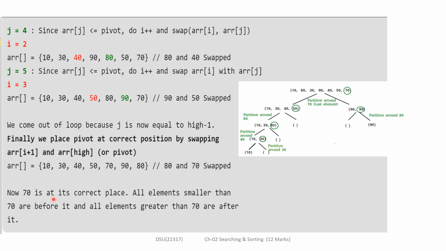Now 70 is at its correct place. All the elements smaller than 70 are before it, and all the elements greater than 70 are after it. So in this way we sorted our list by using the quicksort method.